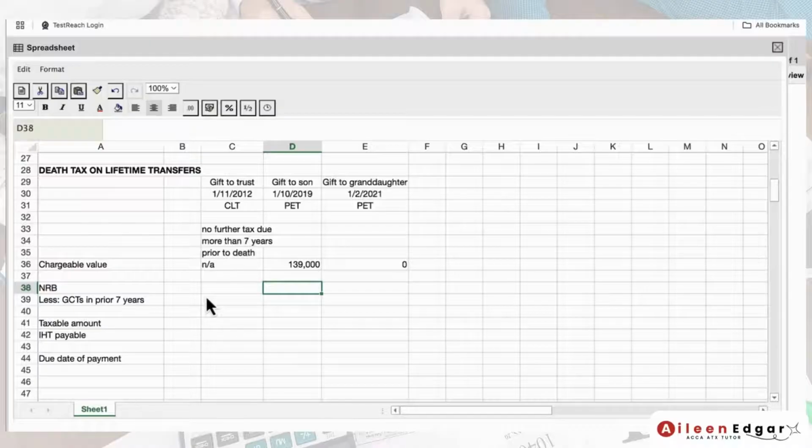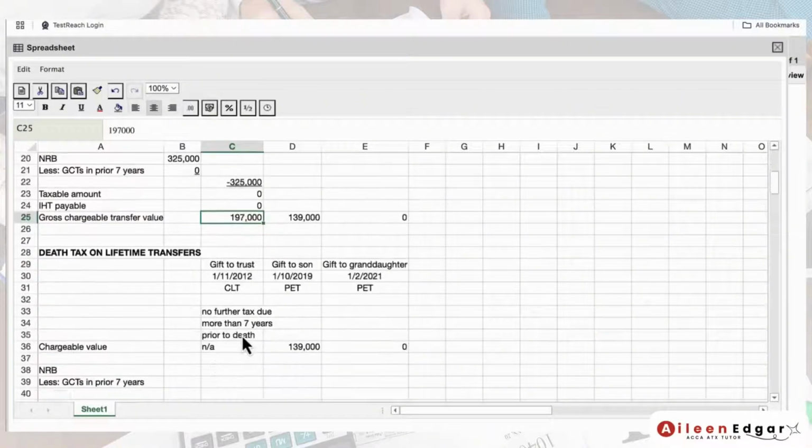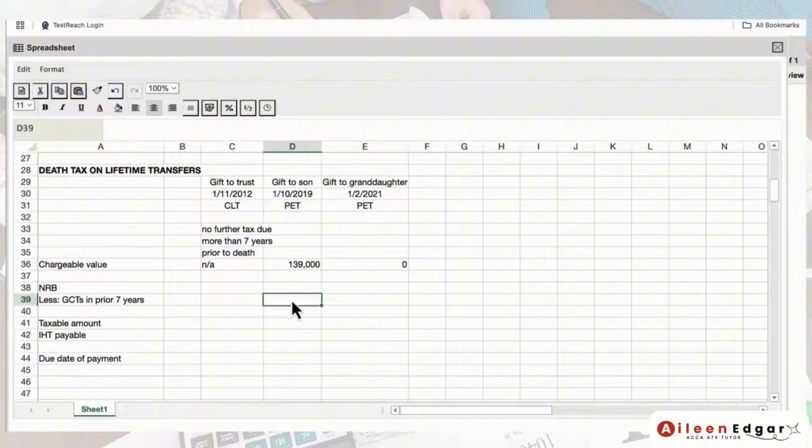And we know there was one. Remember we had the CLT, remember we had this value of 197,000. That figure is the figure that is going to impact now on this PET. It's not that we're going back and calculating any more tax on that CLT, because we're not. It falls more than 7 years before death, but it does have an impact on the amount of nil rate band that's available to use against this gift.